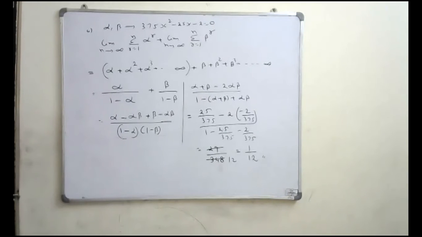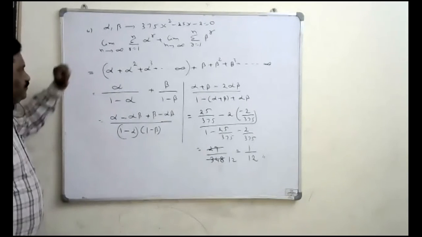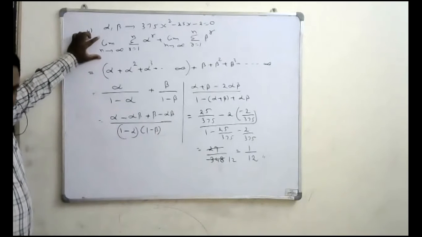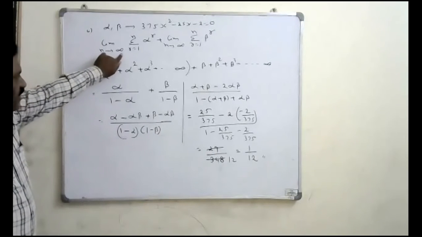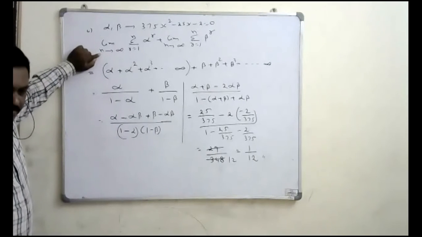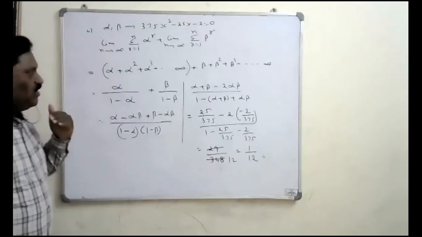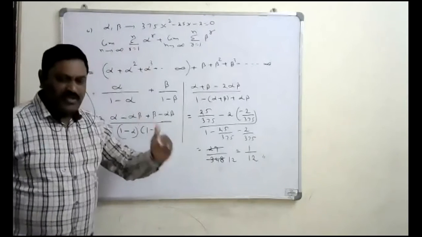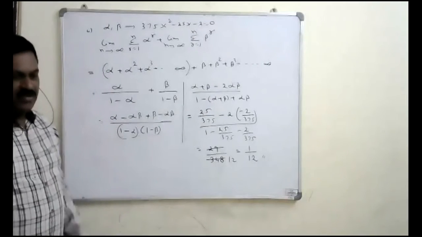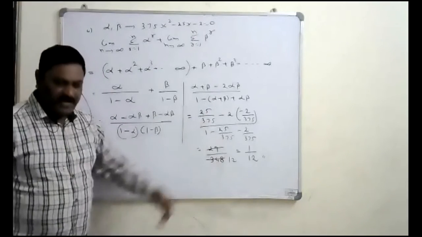Sir, please explain it once again. Okay, it is a simple question. Once observe this series: n tends to infinity, n reaches infinity, n represents the number of terms. Reaching infinity means the series leads to an infinite series. That is the meaning of that. The total number of terms is infinity.